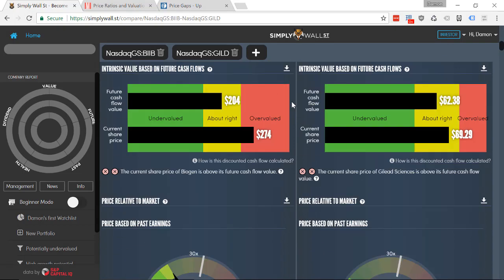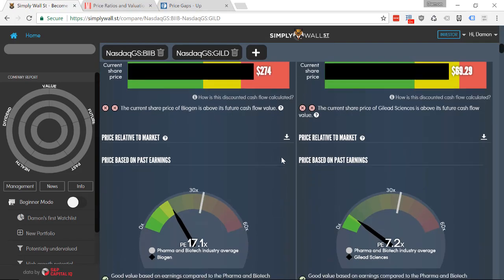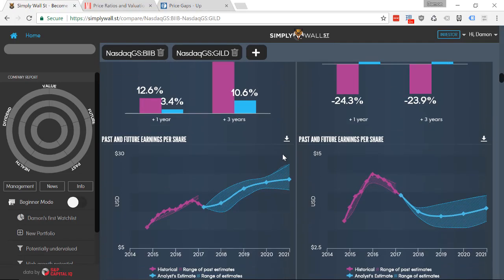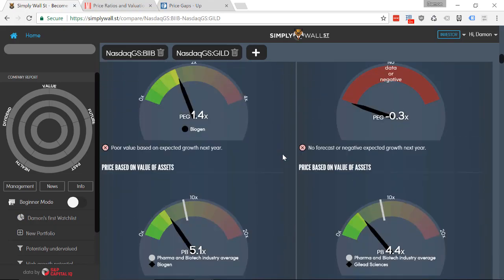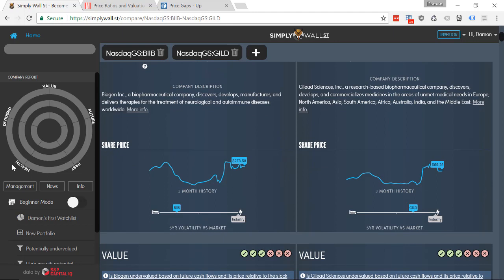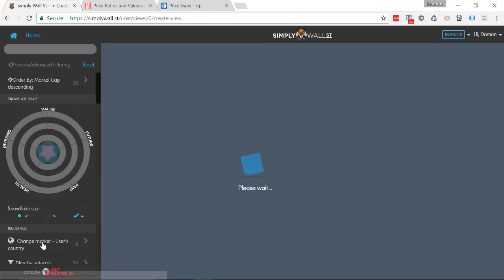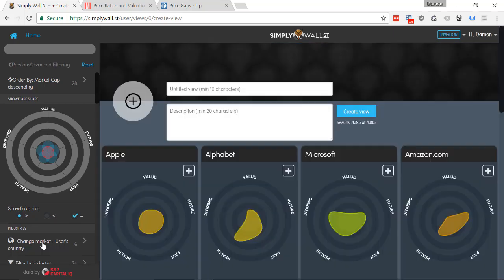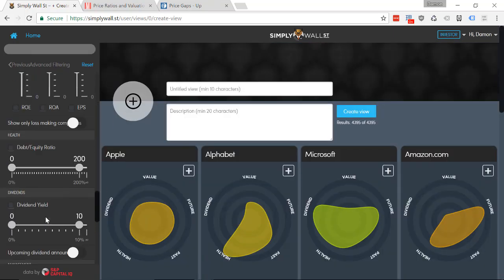So if you are bullish on biotech and you've been looking at these two stocks, you don't know which one to do, you don't want to go half-half, well, compare them. This is an easy way to compare them for every metric we just saw. Now back to the point. The point is, if you sign up for this service, you click on this new filtered view, and you can filter by whatever you want.